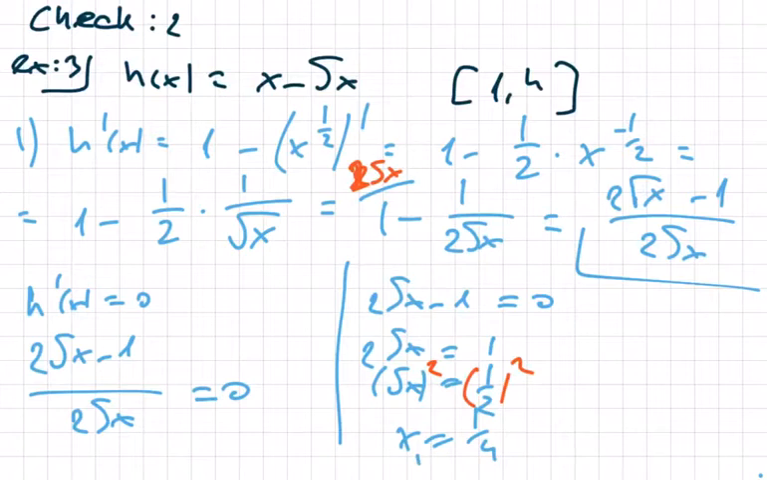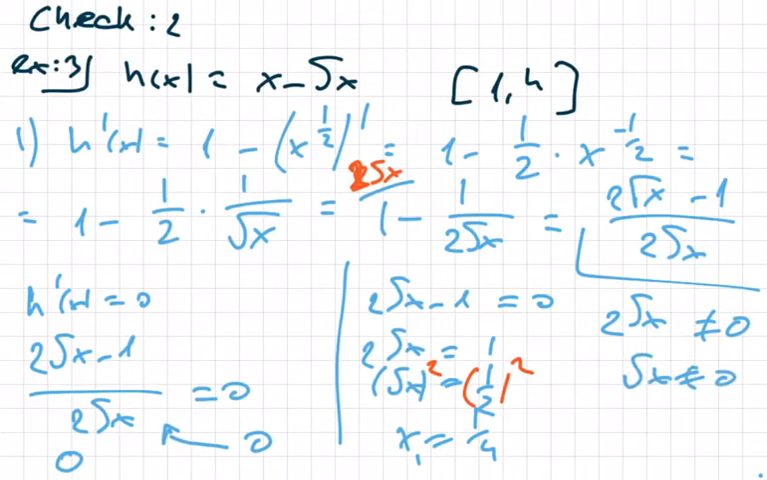And the root x is not equal to 0. Why? Because it is in the denominator. If you put 0 here, you cannot divide by 0, so you write 2 root x not equal to 0, root x is not equal to 0, and x is not equal to 0. From the theorem of critical points, we can say that this is also a critical point. These two are critical points.